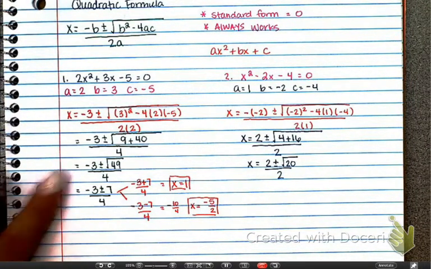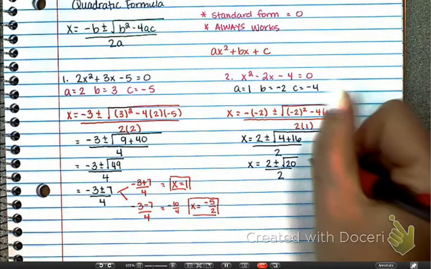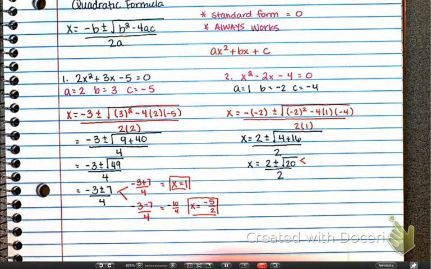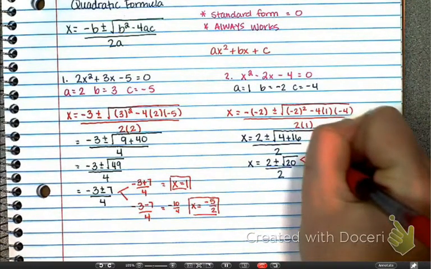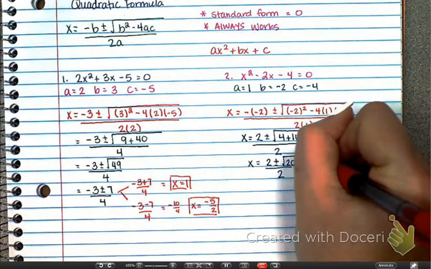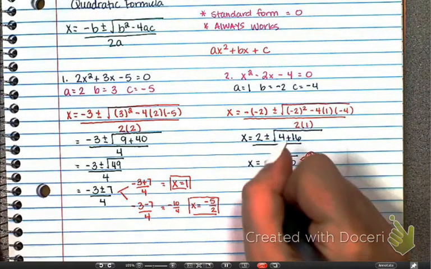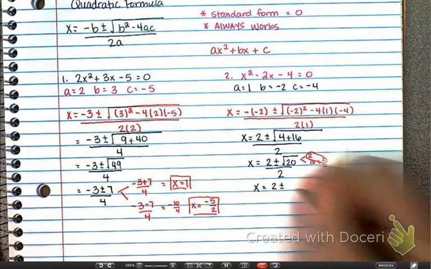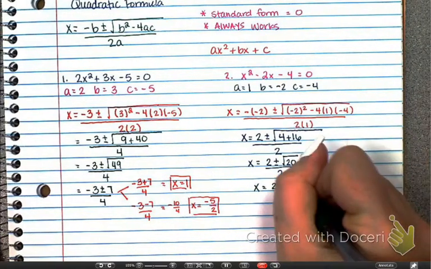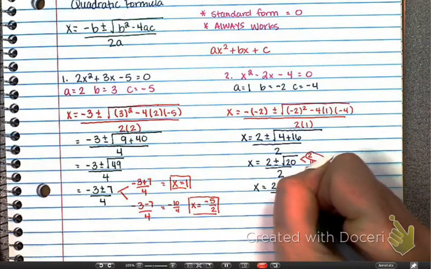So now we're at the step where I have to simplify the square root. Is 20 a perfect square? So what's my option? Factor tree. So what two numbers multiply to 20? 2 and 10, and then 2 and 5. I have a pair of 2's. So x equals 2 plus or minus. That pair of 2's comes out. The 5 stays inside, all over 2.